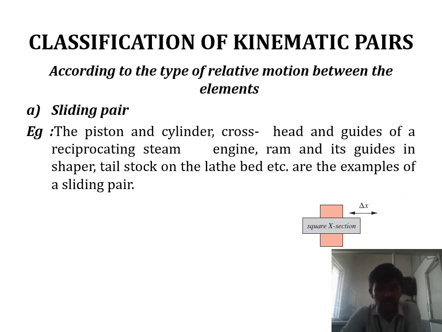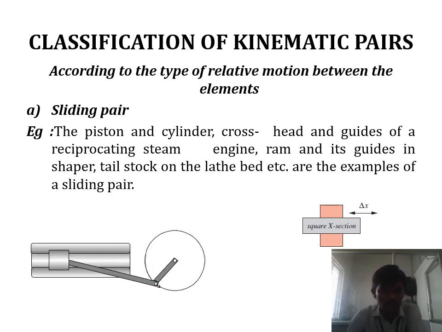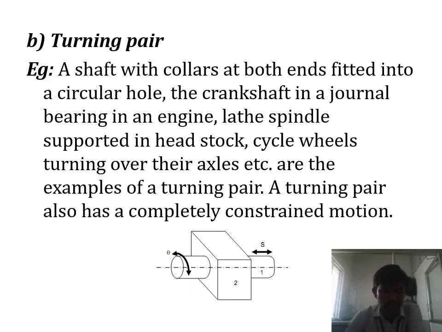Next, the classification of kinematic pairs. The first one is the sliding pair. A sliding pair consists of guides, for example the lathe bed, where the tailstock slides on the lathe bed guide, and shapers. It forms a reciprocating motion. In this animation, the piston and cylinder form a sliding pair.